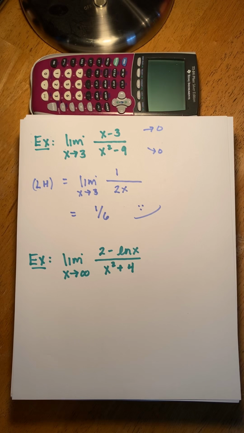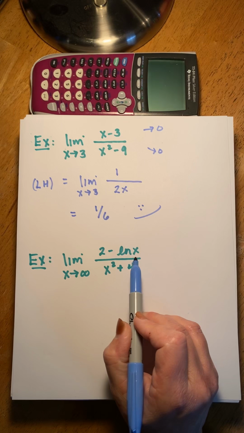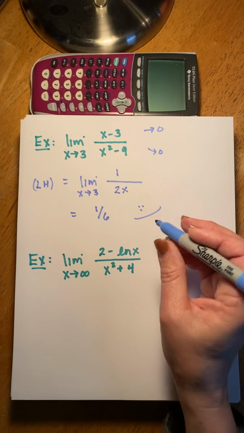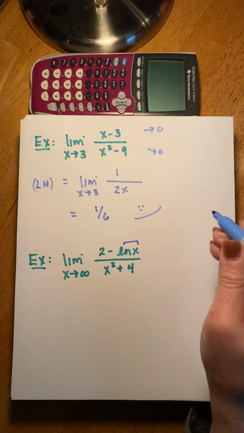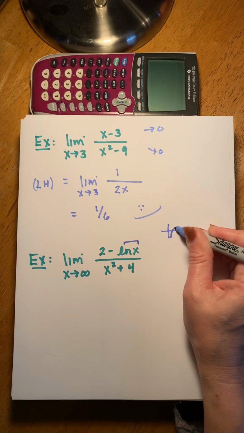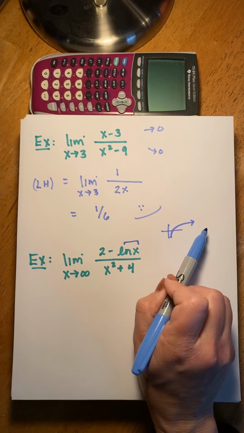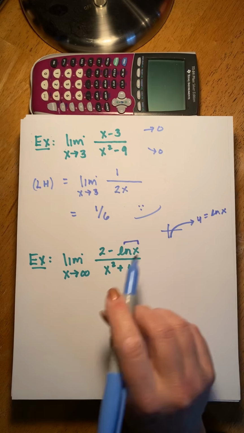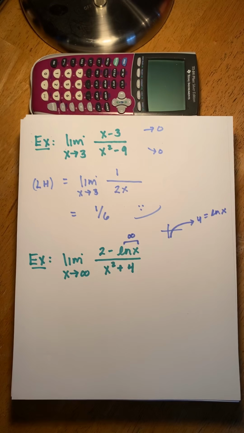All right, let's check out this guy. The limit as x goes to infinity of 2 minus the natural log of x over x squared plus 4. Well, as x goes to infinity, you have to know how the natural log behaves. Remember, the graph of it looks like this, y is the natural log of x. It shoots off slowly to infinity, but it does go to infinity.